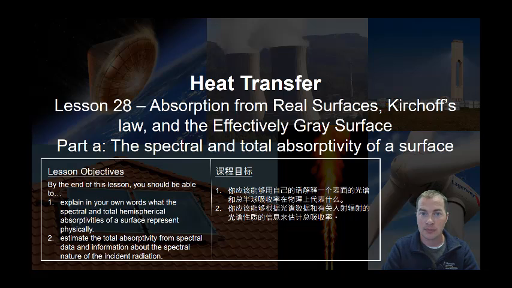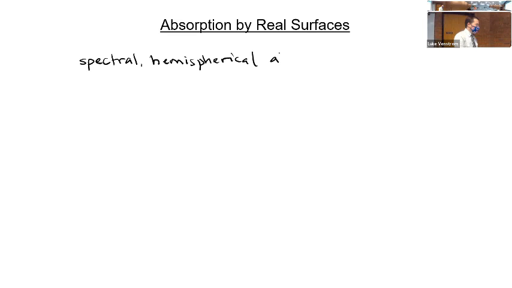On with the lesson. What about absorption? The absorption is going to be given by the spectral hemispherical absorptivity. So we have a spectral hemispherical value, just like we have a spectral hemispherical value for the emissivity. And it takes on a similar definition. There's an analogy for sure between the emissivity and the absorptivity. But the difference is we're talking about a different process, right?